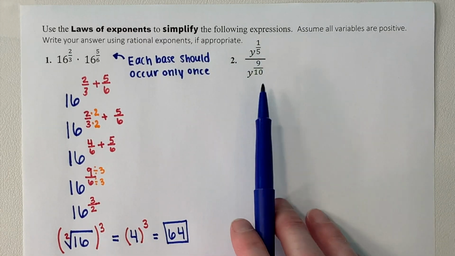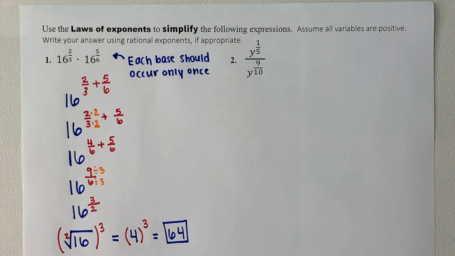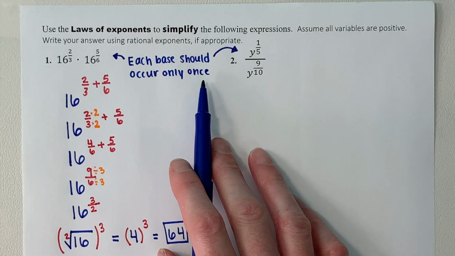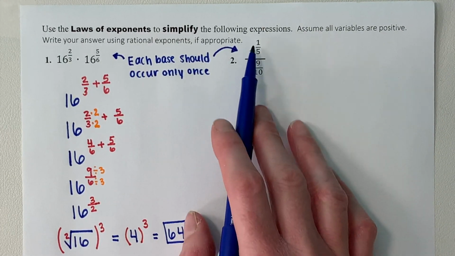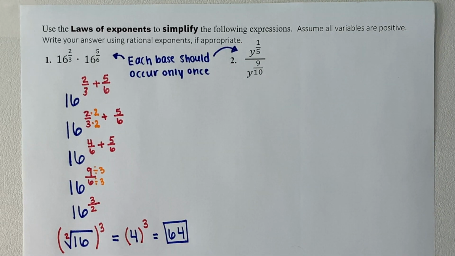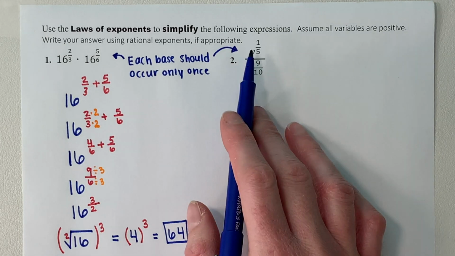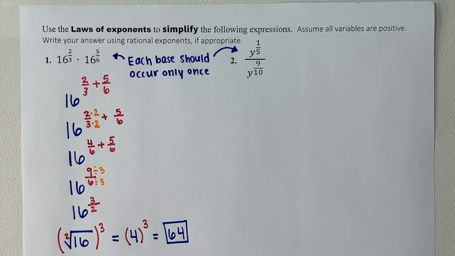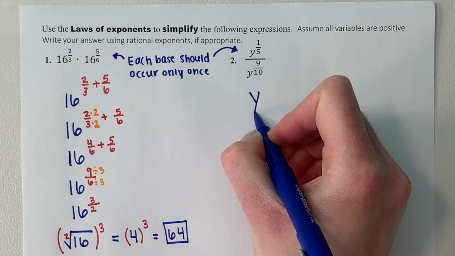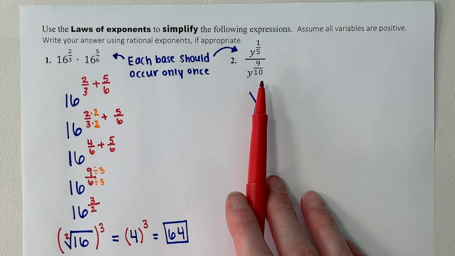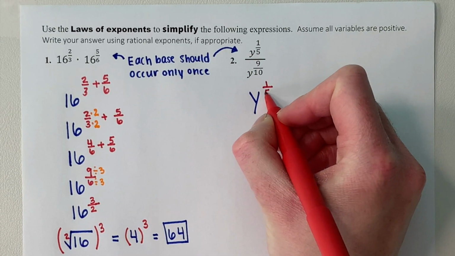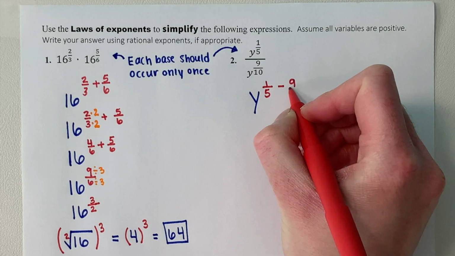For problem number 2, again, we're supposed to simplify, and we're dealing with the same issue in problem number 2. Each base should occur only once. The base y occurs more than once, so we need to fix that. We can use the quotient rule of exponents, which says that when you're dividing two quantities with the same base, we keep the base, which is y, and then we subtract the exponents. So we'll take 1/5 and we'll subtract 9/10.